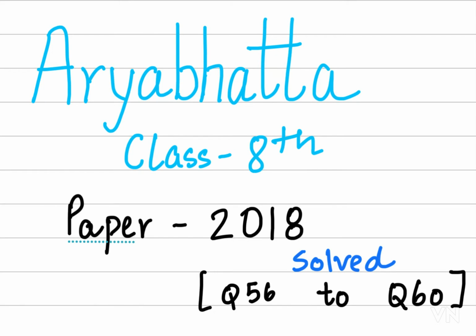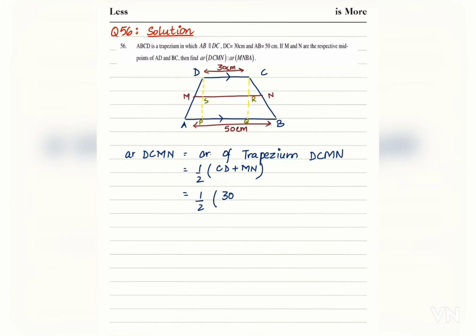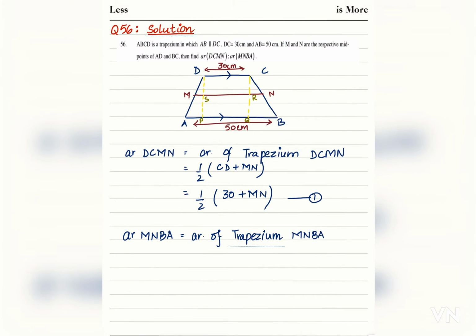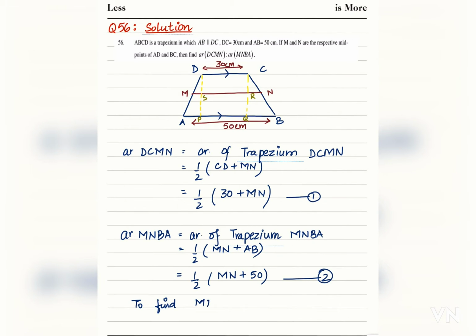In this question, we find the ratio of trapeziums DCMN and MNBA. We know area of a trapezium is given by half of the sum of parallel sides. So for DCMN, we get half of CD plus MN. For MNBA, we get half of MN plus AB. We know CD and AB, but MN is unknown to us. So remember these two equations, 1 and 2.